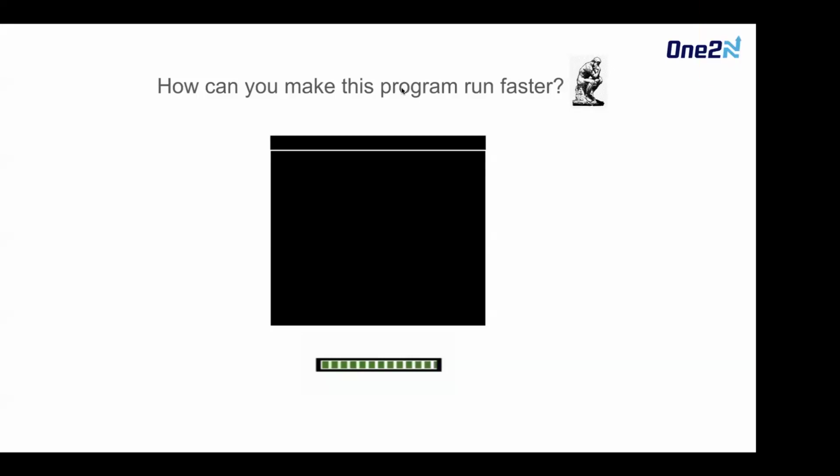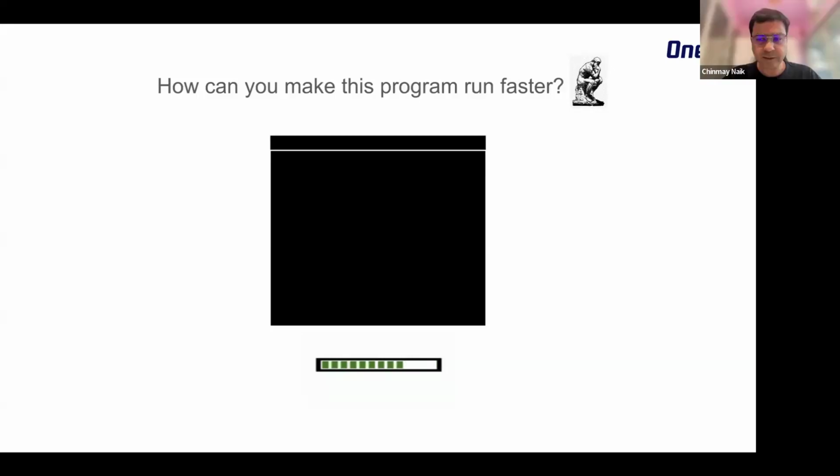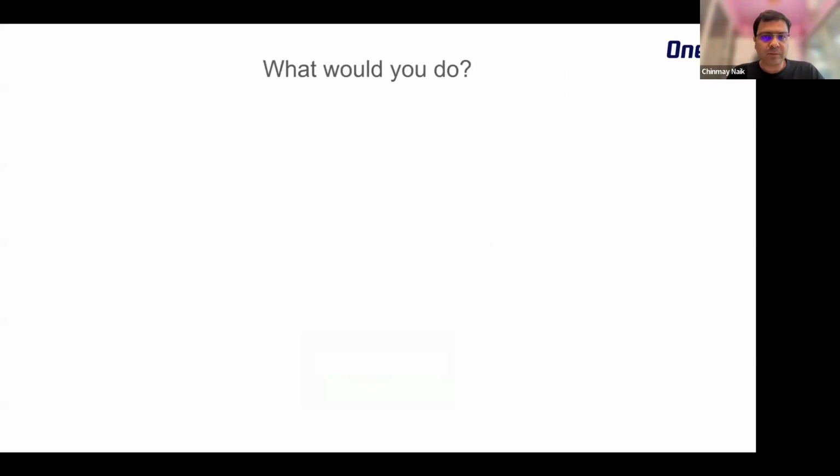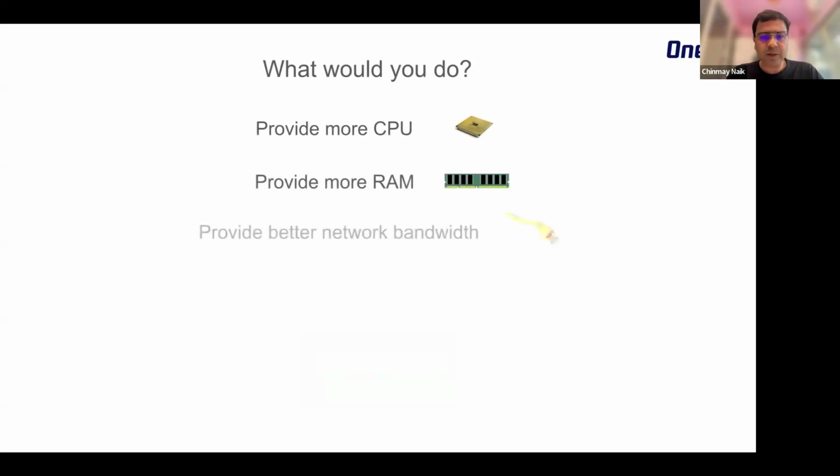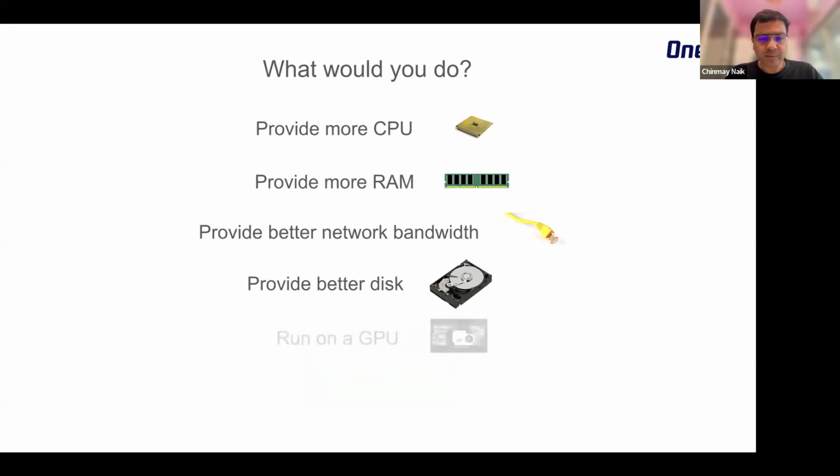We'll throw in more resources. Fair enough. Yeah, so we throw in more resources. If we don't know what the program does, the only thing we can do is probably provide more CPU and see if it works. Then you provide more RAM and see if that improves the performance. You basically provide more of the classic 3 or 4 types of resources: CPU, RAM, network bandwidth, and probably a better disk. If it's very CPU intensive, you may even run it on GPU. That could be another thing you would do.